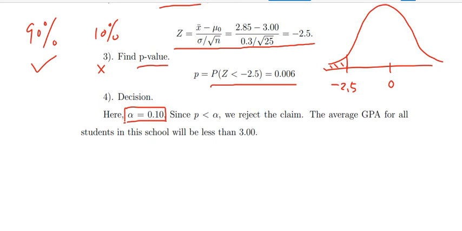So this number is very, very small compared to 10%. So we can say their difference is huge. If the difference is huge, we can reject their claim.